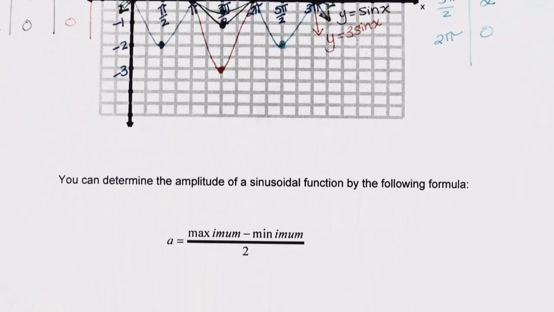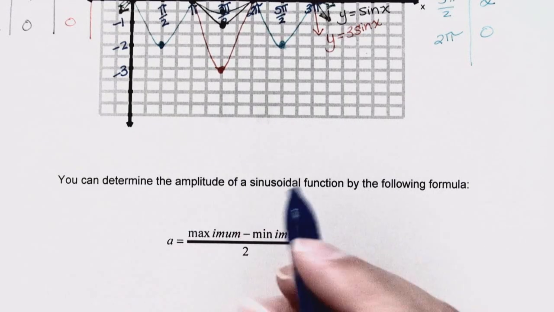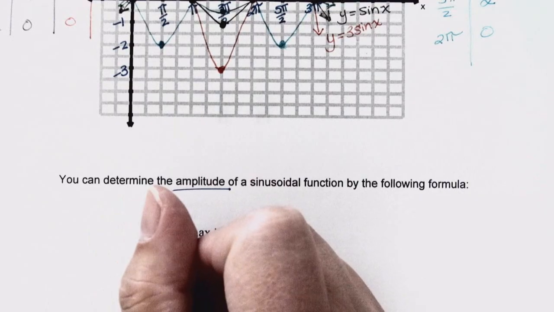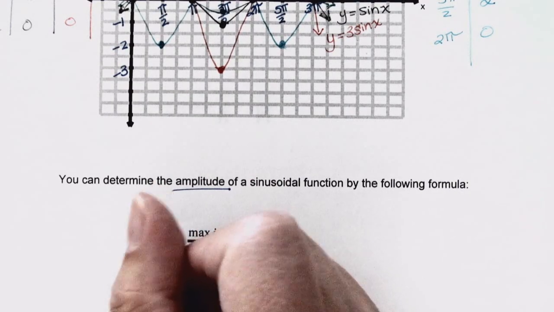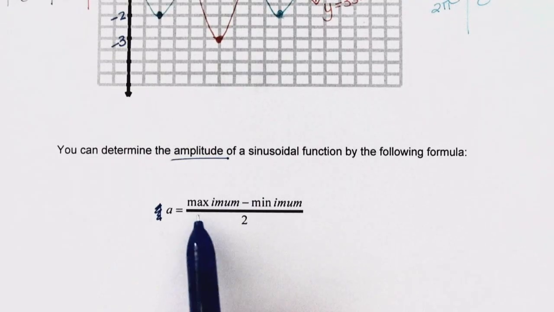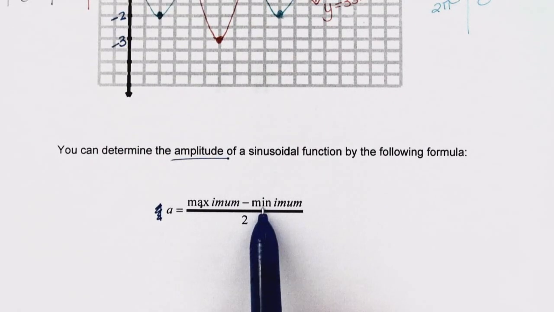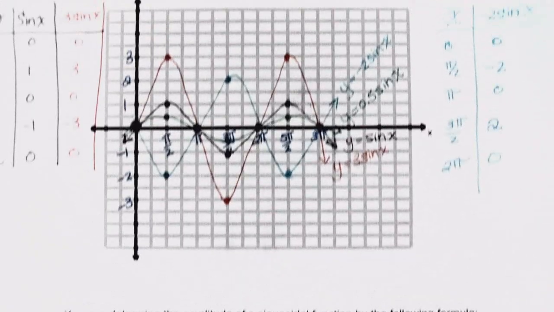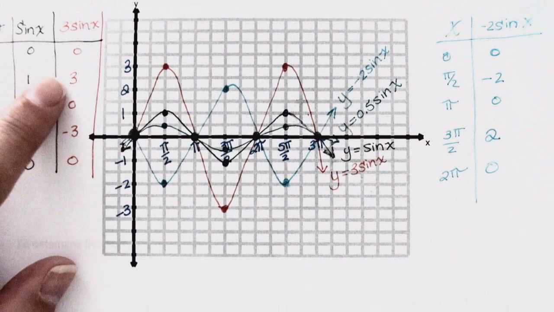All right, so this is kind of a handy little formula if you're looking for the amplitude. If it's a negative, you're going to have that reflection in it. You're going to take your maximum, your minimum, subtract them, and divide by 2. So let's do that with the red graph, the 3 sine x.